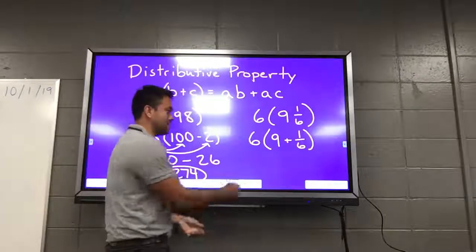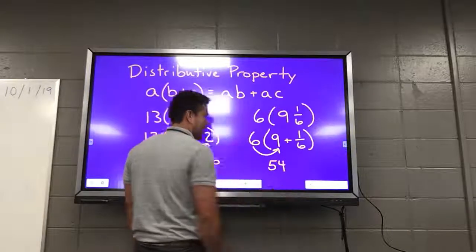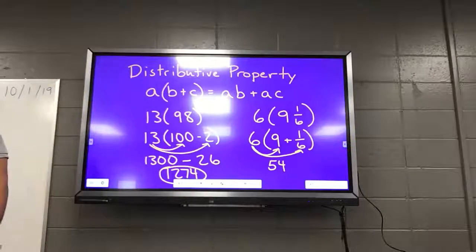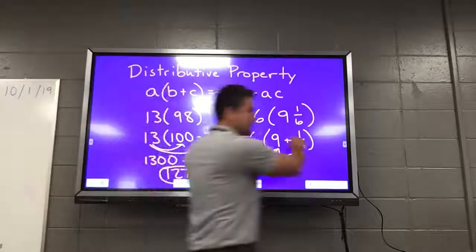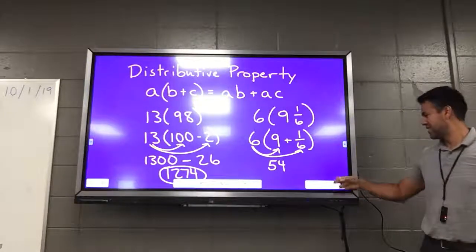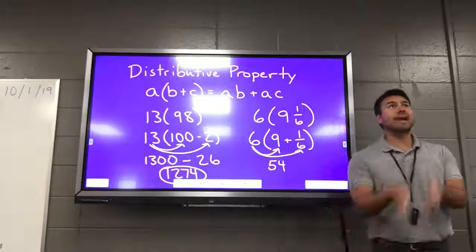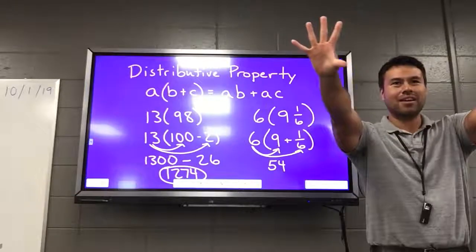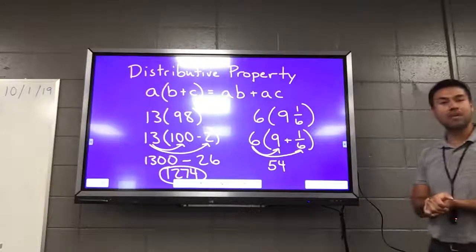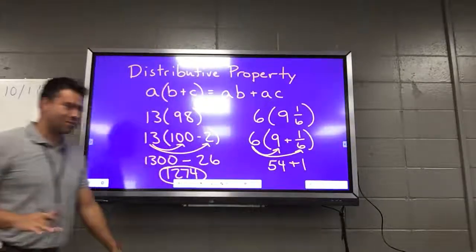Okay, ready? You're like, that doesn't even work. It doesn't help. What's 6 times 9? All right. What's 6 times 1/6? Somebody tell me which property is applied when you do 6 times 1/6. It's one of those. That's a property, and that's an easy property. Brian? Yeah, inverse property of multiplication. What's 6 times 1/6? 1. So what's 54 plus 1?